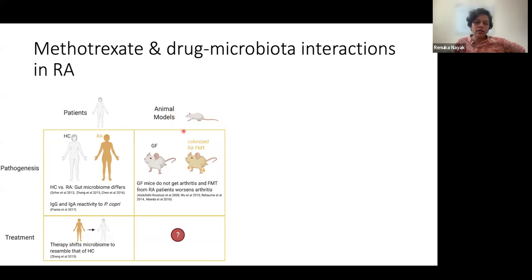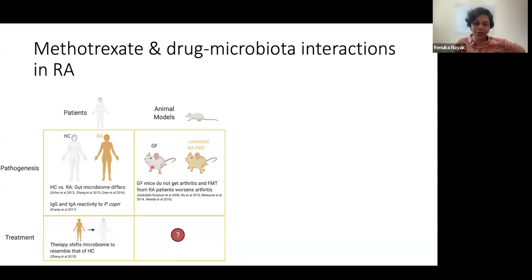And then animal models. If we take an animal model of RA, where the mice develop rheumatoid arthritis or a rheumatoid arthritis-like disease, and we rederive them or raise them in a germ-free environment, they don't get arthritis. So again, that implies that there's a causal role for the microbiome in developing arthritis.